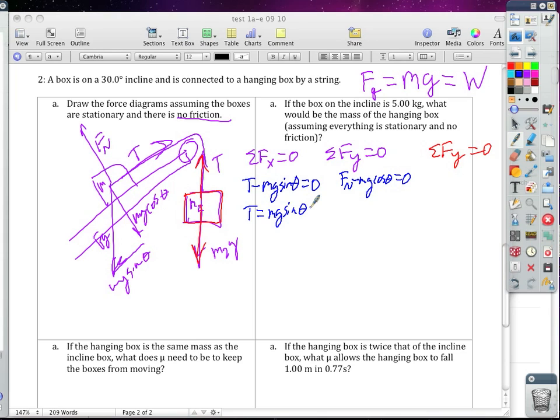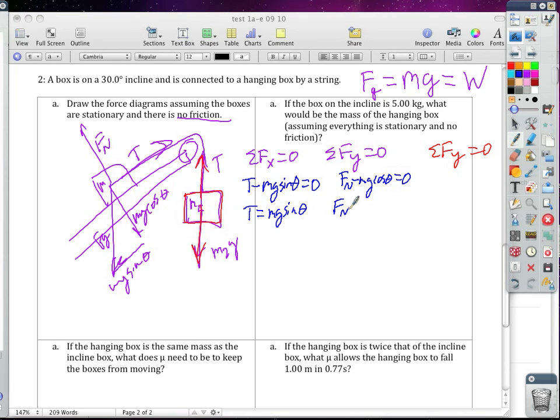Now, make sure you stay consistent. You know what I mean? Don't make up positive on half the problem and then make down positive on the other half, because you're going to screw yourself up. But if you make up positive for everything, that's fine. Down positive for everything, that's fine.